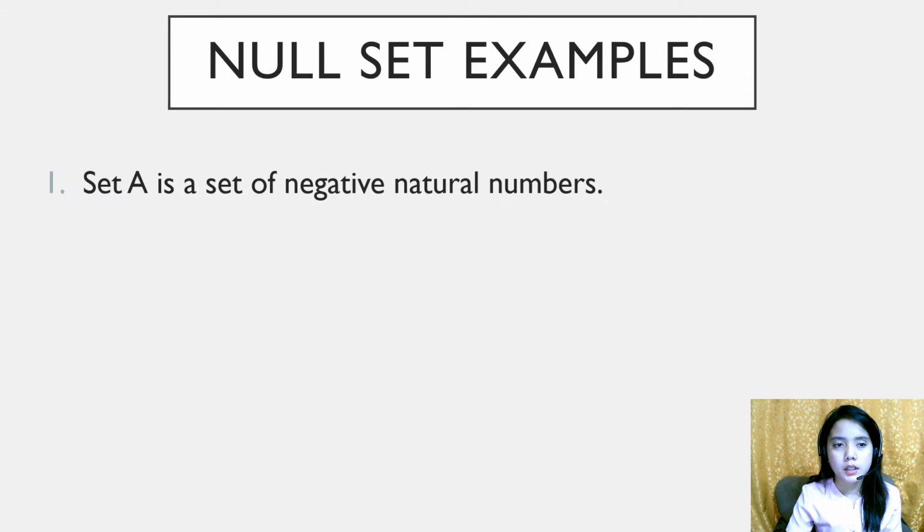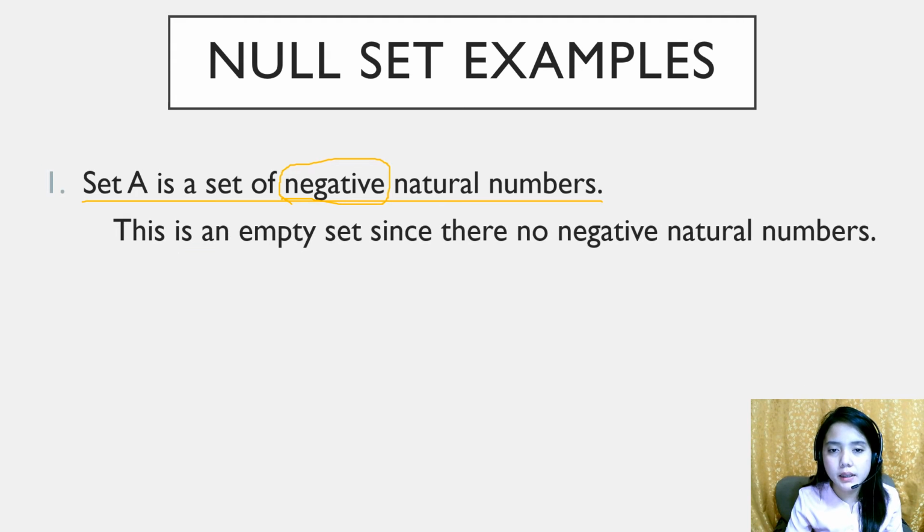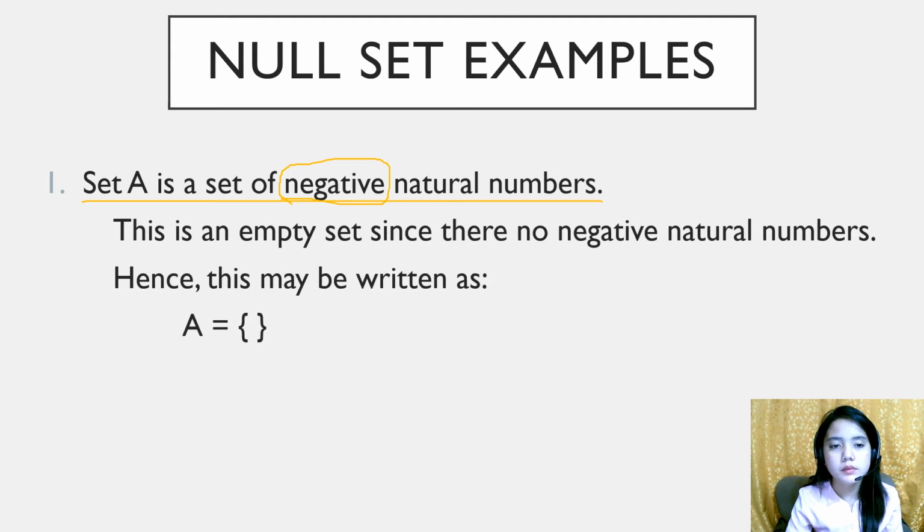Example. Number 1. Set A is a set of negative natural numbers. Right, when we say natural numbers, we refer to the counting numbers. 1, 2, 3, 4, 5, and so on. There are no negative natural numbers. So we write that one. Set A is equal to an empty set, or you can also write it like this.